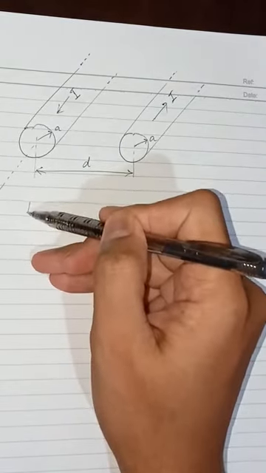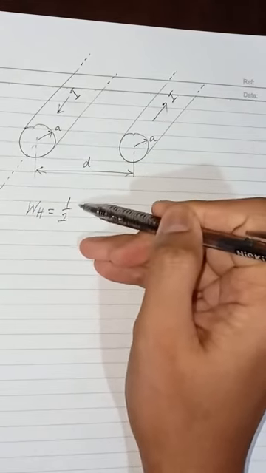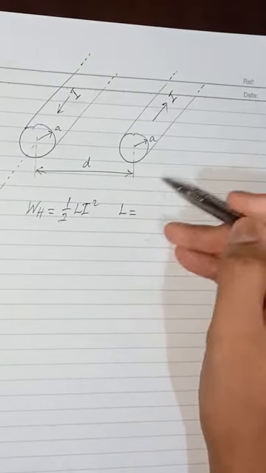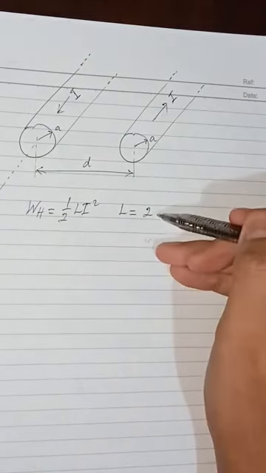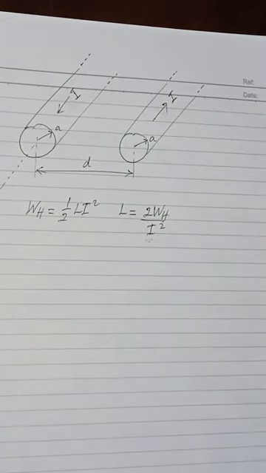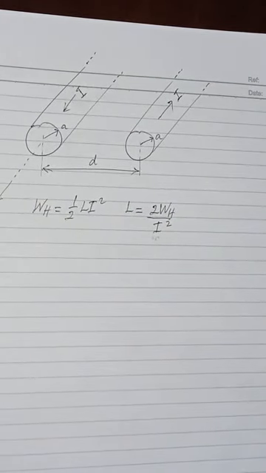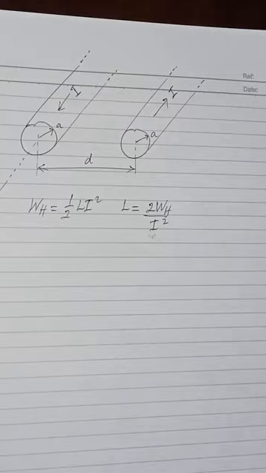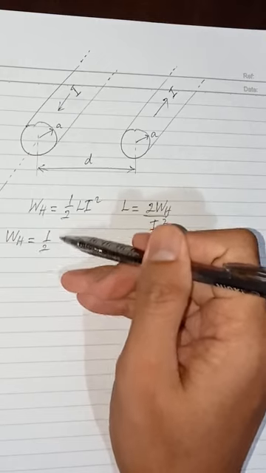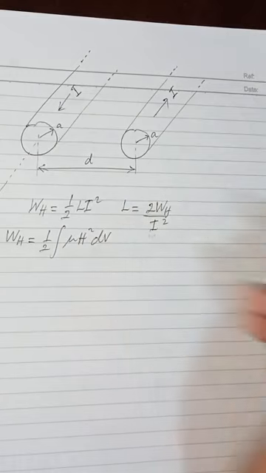If you recall our last lecture, to find the magnetic energy you can use the formula W_H = 1/2 L I squared, so you can find L by rearranging this formula to L = 2 W_H over I squared. And we also know that to find the magnetic energy, we have to find the magnetic field, whereby the magnetic energy is equal to 1/2 integral of mu H squared dV.